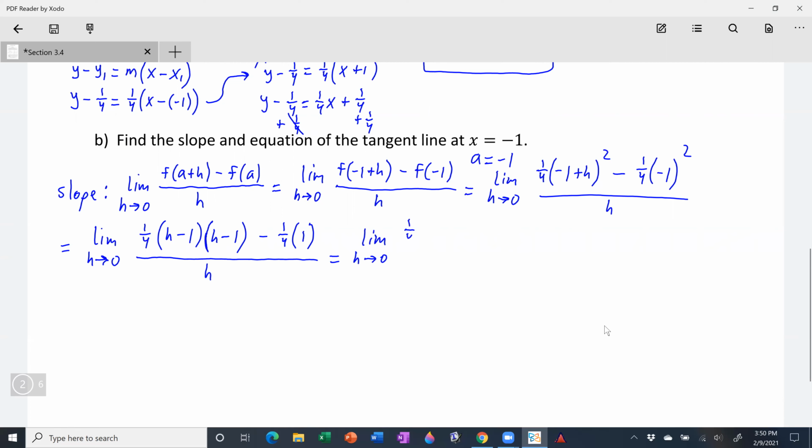Okay, let's leave that 1/4 out there. Now let's FOIL this out. So h times h is h squared. Then we'll have minus h, and minus another h is minus 2h. And then -1 times -1 is +1. Okay, now over here, minus 1/4 times +1 is just minus 1/4, over h.